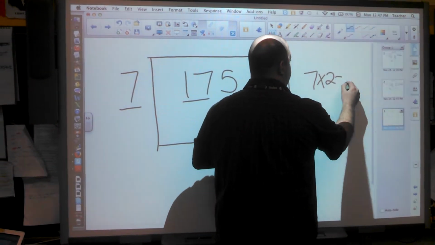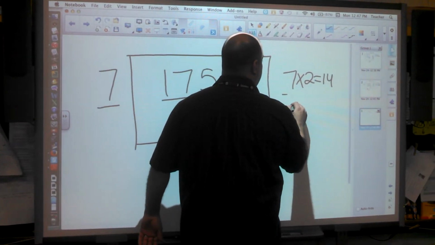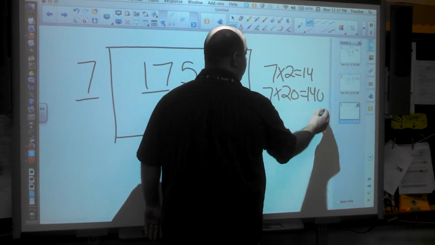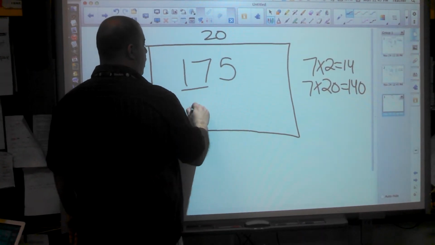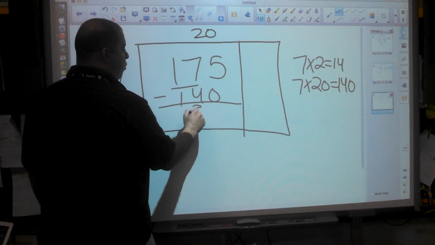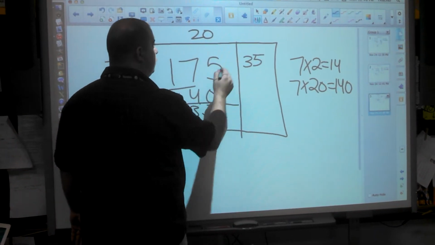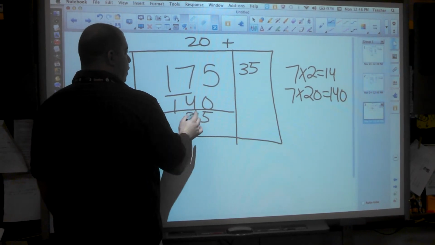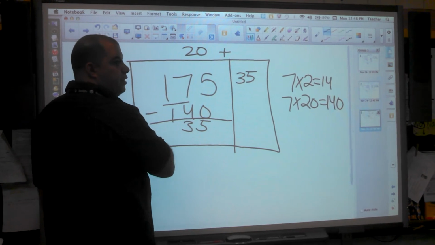So that would be 2. So that's 14. Well, since we're in the hundreds, if 7 times 2 is 14, 7 times 20 would be 140. So therefore, we're going to go 20 times 7 for 140. Subtract and they get 35 left. This 35 goes right here. Okay? So, because again, this area is worth 140, plus the 35 left would be a total of 175.